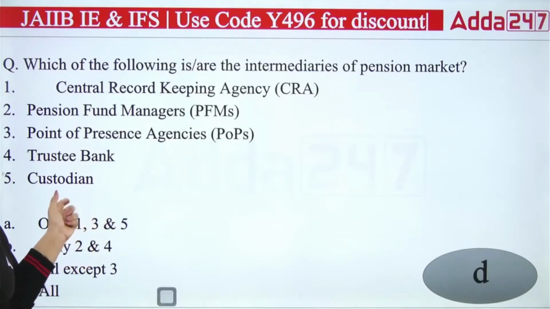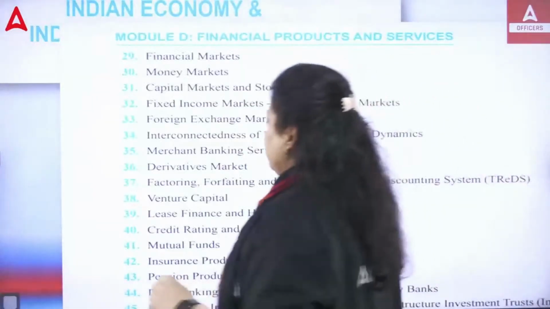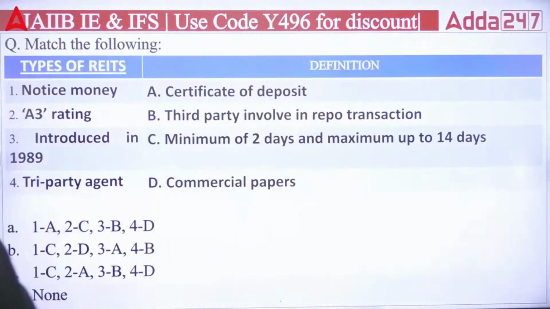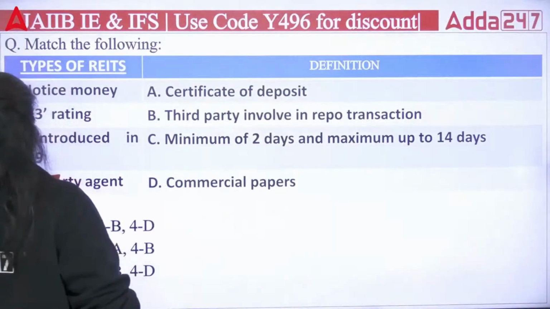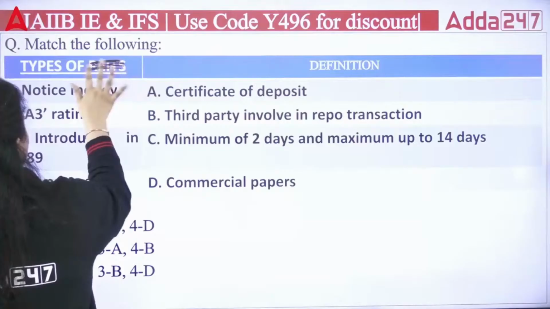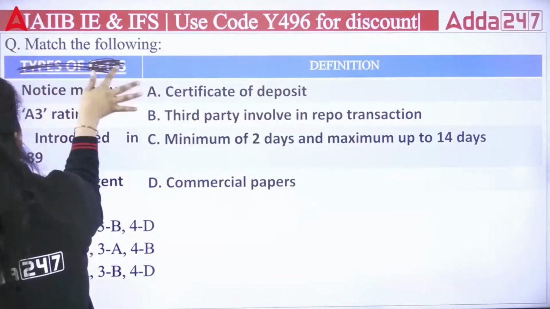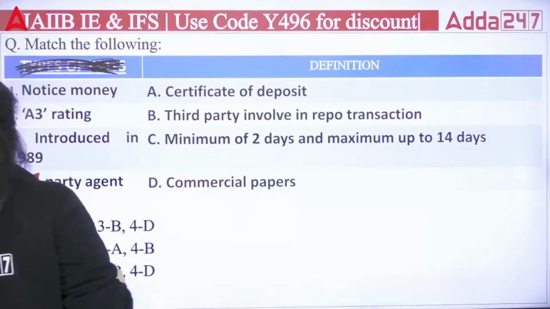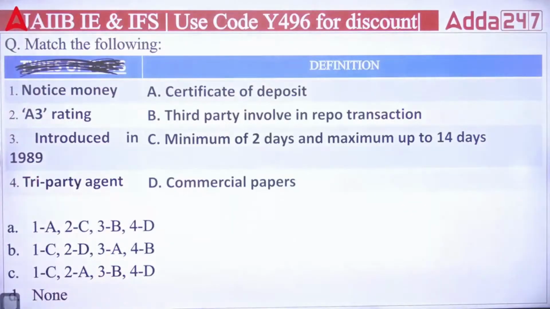Okay, next. Counting the answers you are giving correct. So the first question is about match the following, and the question is asking, acha, 1 second. The question is asking, there are certain terms given to us, right, and on those terms we have to answer with the related definition. First is notice money, second is A3 rating, third is introduced in 1989, and fourth is tri-party agent. So match the correct columns here. 1, 2, 3, 4 and A, B, C, D. We have to match these.